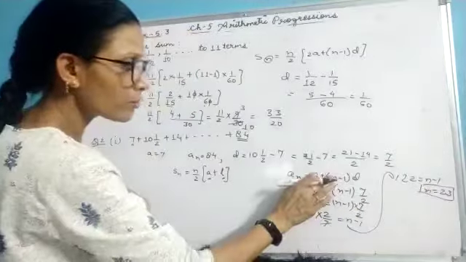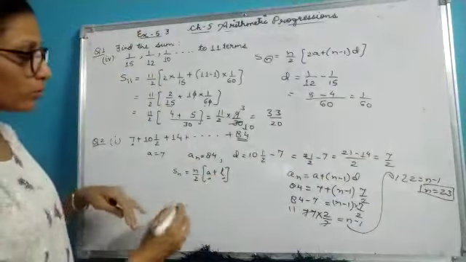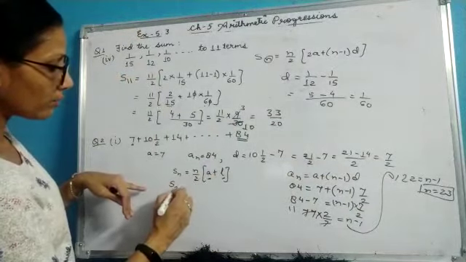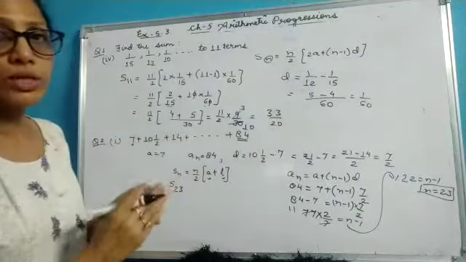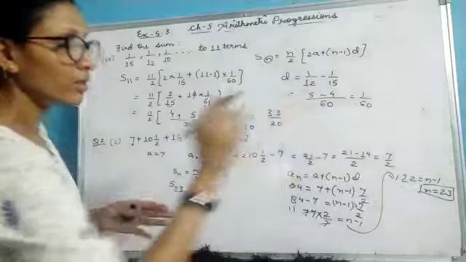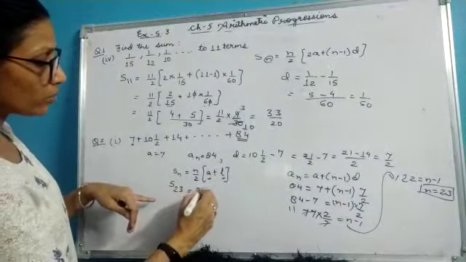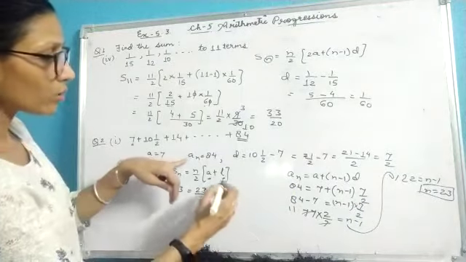So from this formula I have calculated my n. Now I can put the values over here. So the sum of 23 terms, that means I am calculating the sum of 23 terms. The total terms given to me is 23. So S23 is equal to 23 by 2. A is what? 7. And L is what?